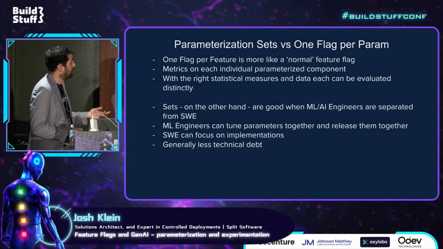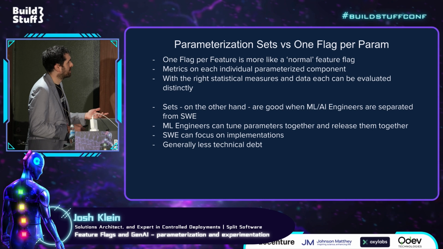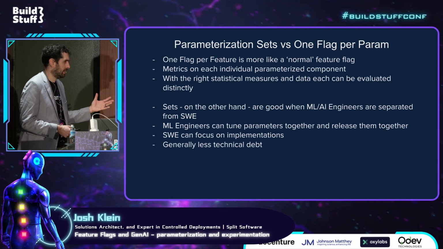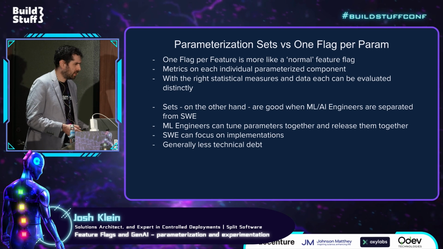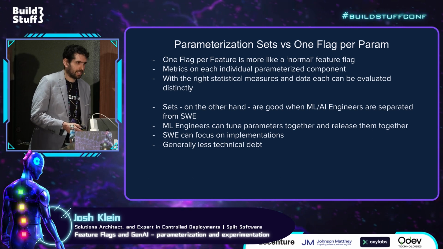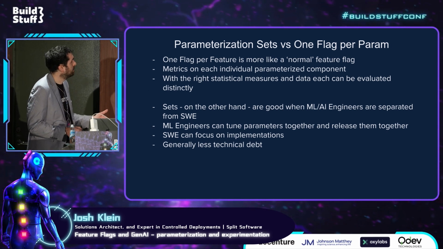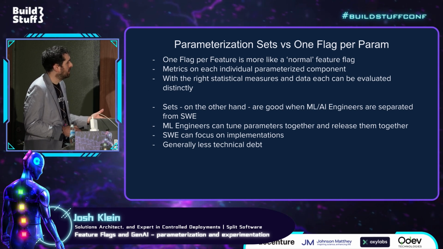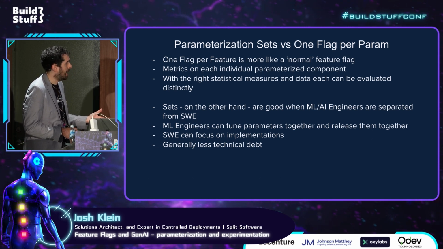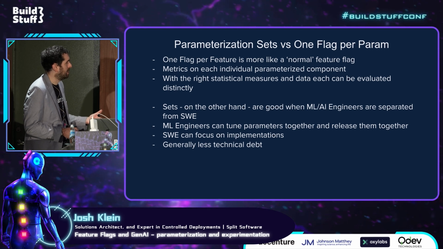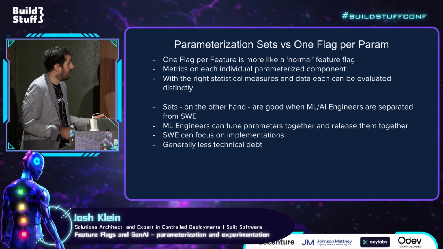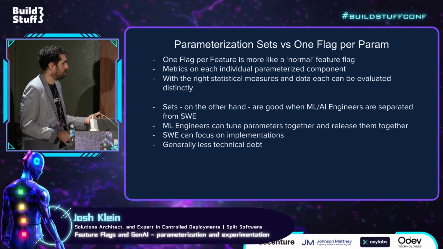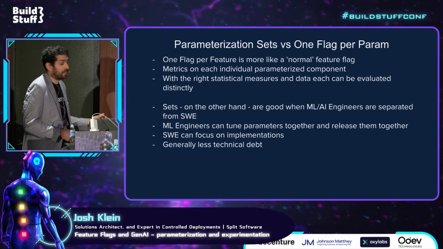What that does mean is you get metrics on each individual parameter, which is kind of nice. So you can say, well, was it the temperature that did it, or was it the number of tokens? Using one flag per feature lets you do that. As long as you've got enough power and the right statistical measures, you can measure each one individually. The sets are good when the ML/AI engineers are separated because you can tune these parameters together. And there's also less technical debt, right?